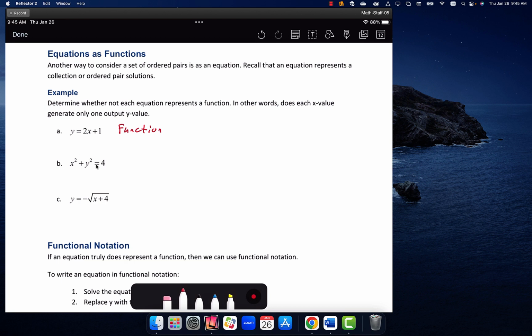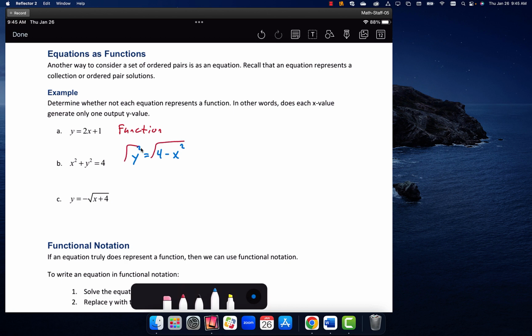In example B, we have to do a little bit of work. We really want to isolate the y. Notice in example A, y was already by itself. In example B, we want to do a little bit of work to get y by itself first. So the first thing we need to do is subtract the x squared. And then we need to eliminate the square on the y. To do that, we square root both sides.